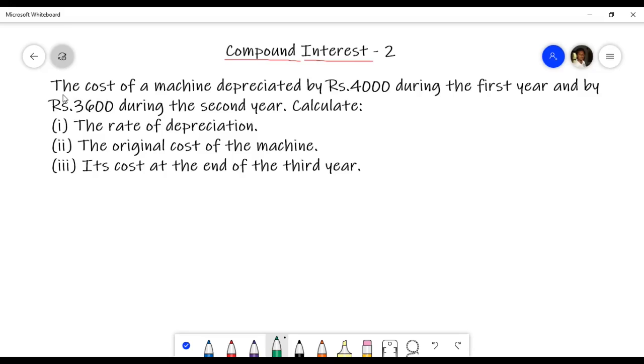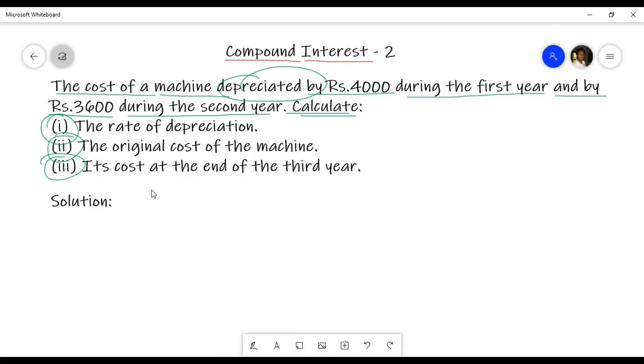Today we will learn how to calculate the rate of depreciation, the original cost of the machine, and its cost at the end of the third year. Let's see the question. The cost of a machine depreciated by 4,000 rupees during the first year and 3,600 rupees during the second year. Like I said, we'll be calculating the rate of depreciation, and the second question is to find out the original cost of the machine, and the third question is to find out the cost of the machine at the end of the third year.